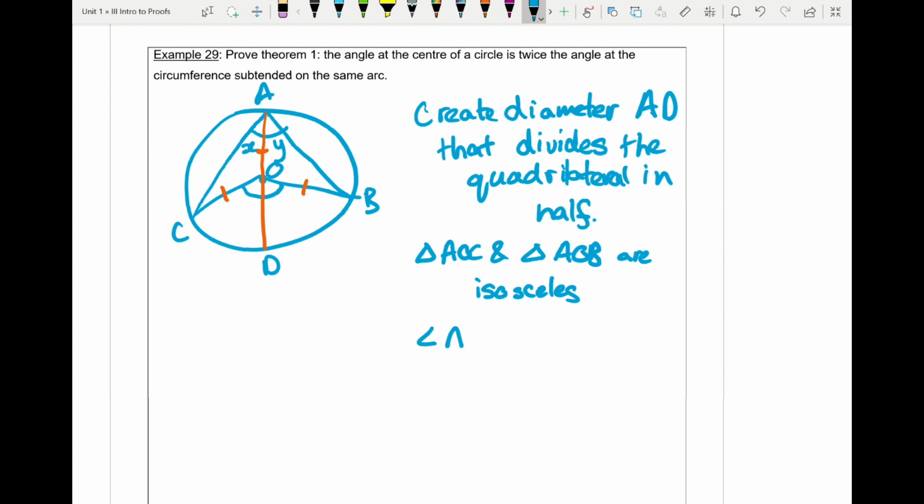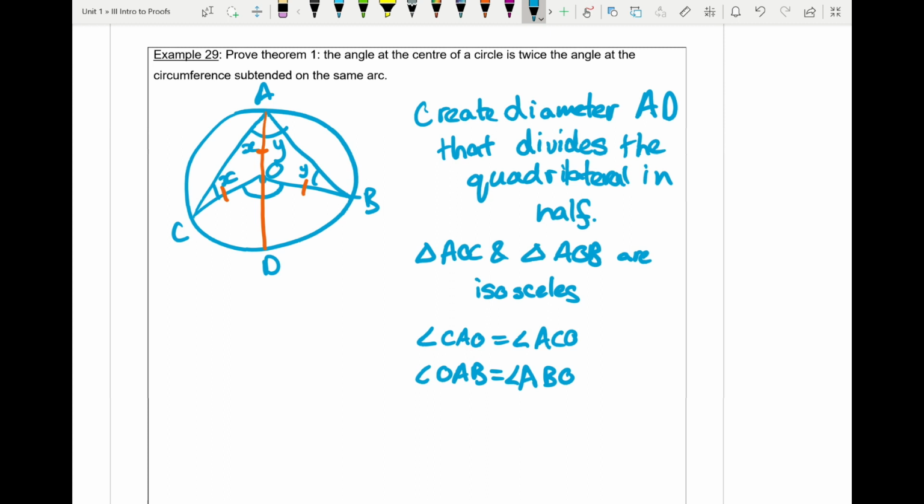What that means is the angle CAO is equal to the angle ACO, which means that this angle down here is also X, and similarly we have something for Y. So we have that the angle OAB is equal to the angle ABO. Right, so now we know that both of these are equal to each other.